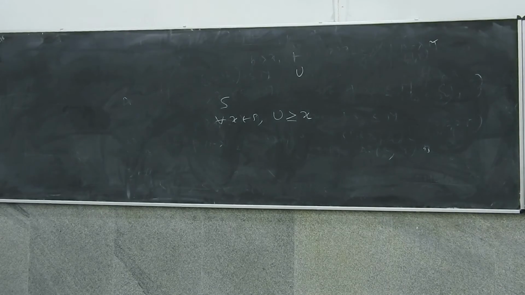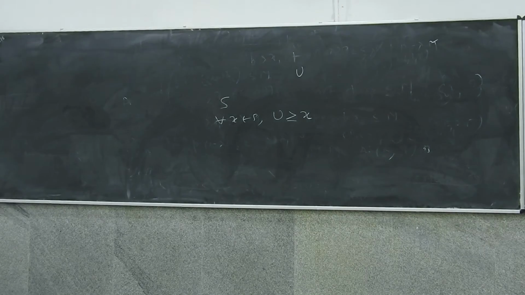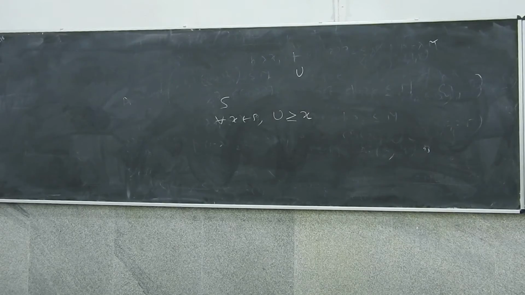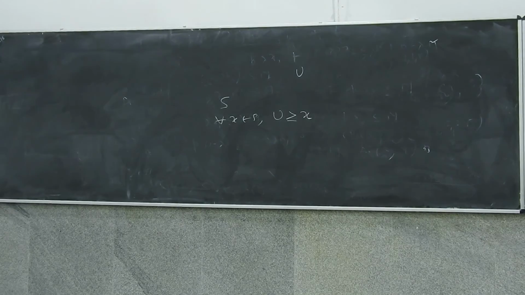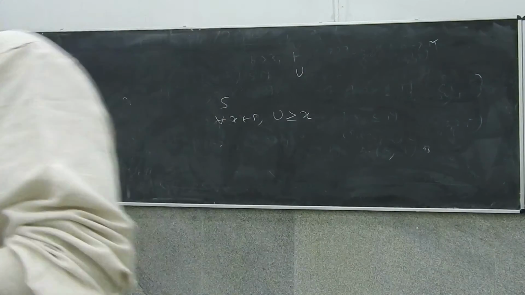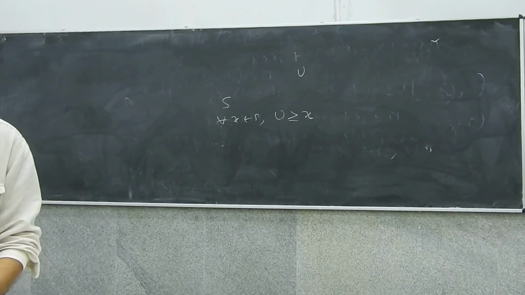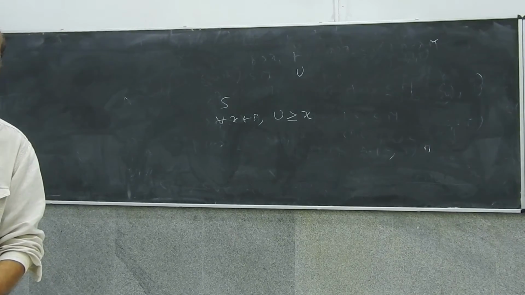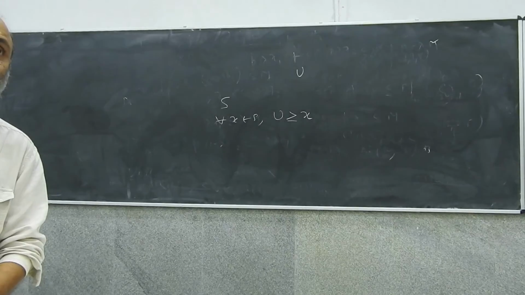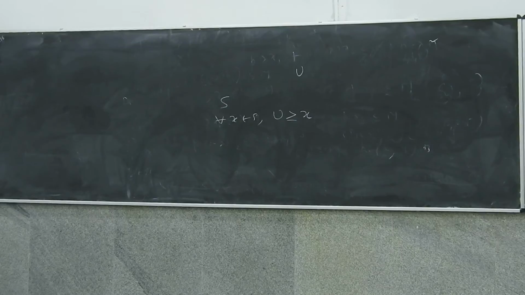Is U a unique number? No, there could be many such U's, no? Now, among those many U's, if you choose the smallest U, that smallest U is called the least upper bound. Whereas U is just called an upper bound. If you take all the upper bounds which satisfy this property, the smallest of those upper bounds is called the least upper bound.